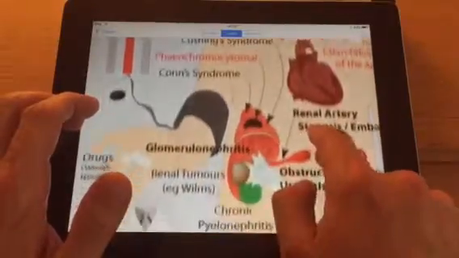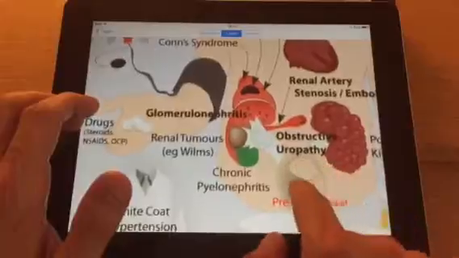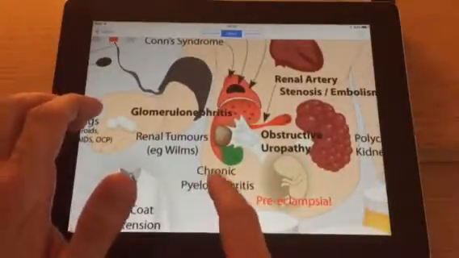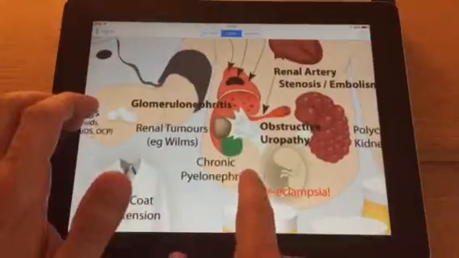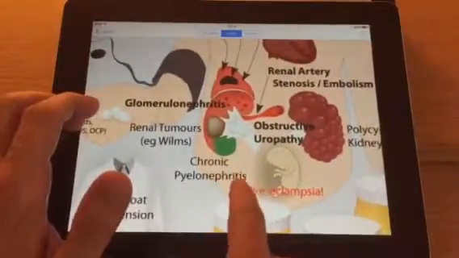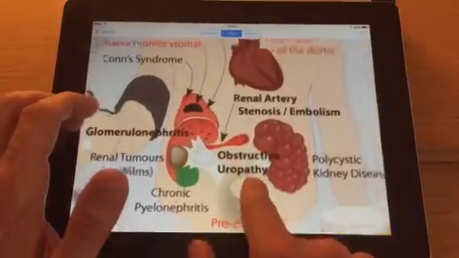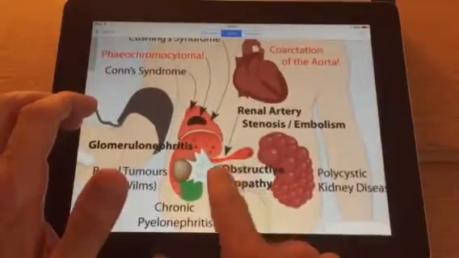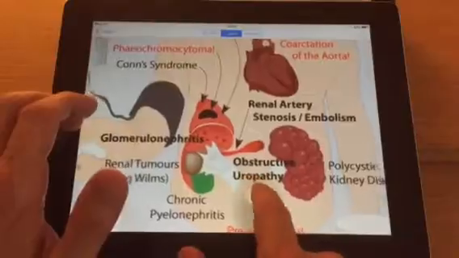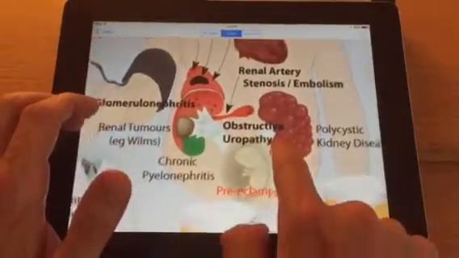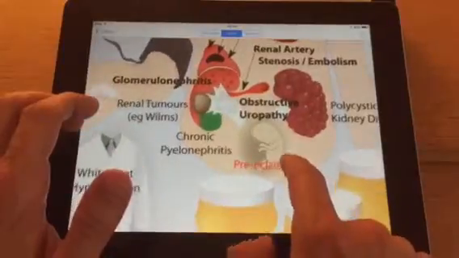Other problems associated with the kidneys, so glomerulonephritis, inflammation of the kidneys, Wilms tumor here, a tumor of the kidneys, pyelonephritis, infection of the kidney, stenosis or embolism of the renal artery, or an obstructive uropathy. So lots of causes in the kidney, as well as here illustrated polycystic kidney disease.